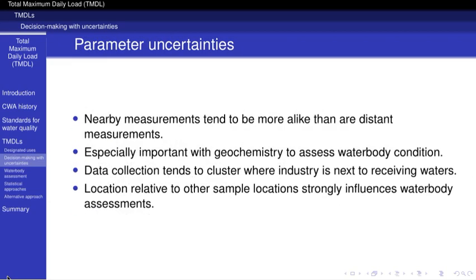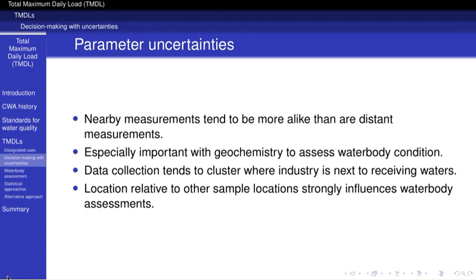Nearby measurements tend to be more alike. This is especially important with geochemical data for assessing a designated use's status. Chemical concentrations will be more similar even in flowing waters when samples are collected in the same general area than are samples collected from distant sites.